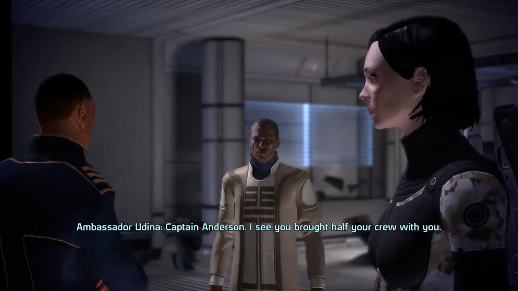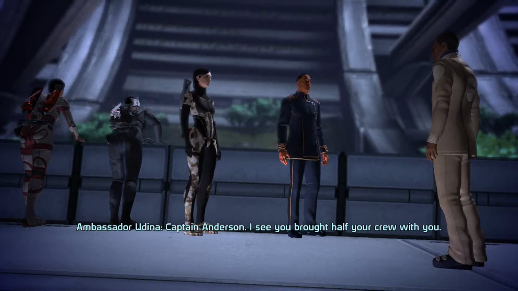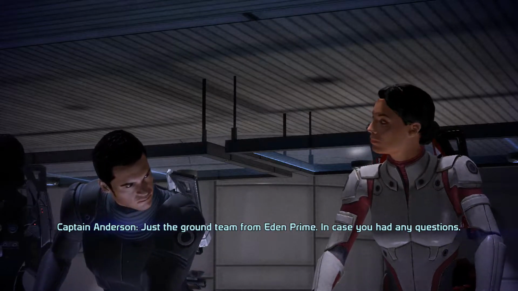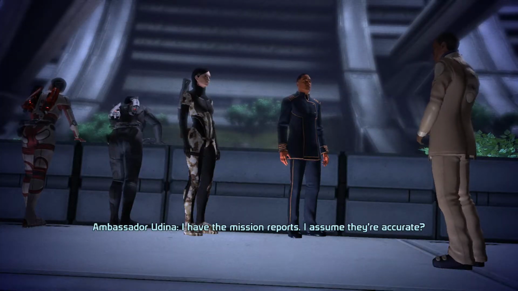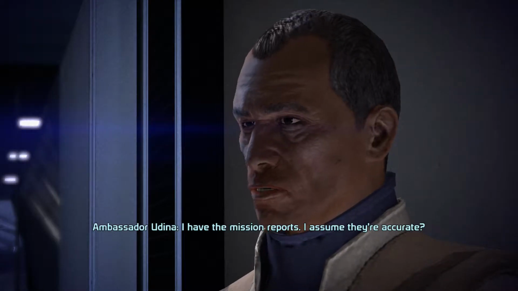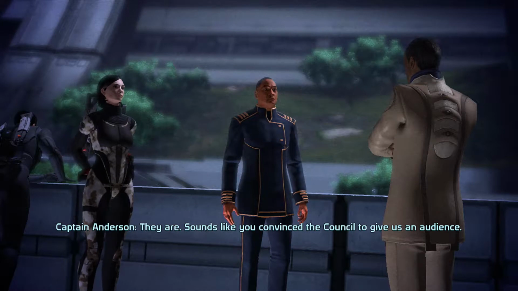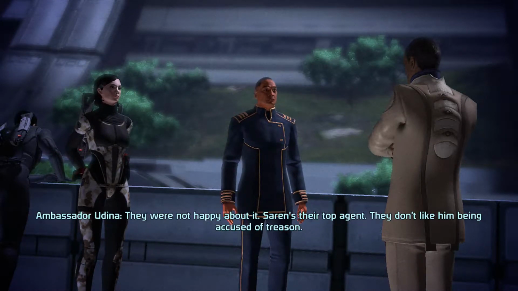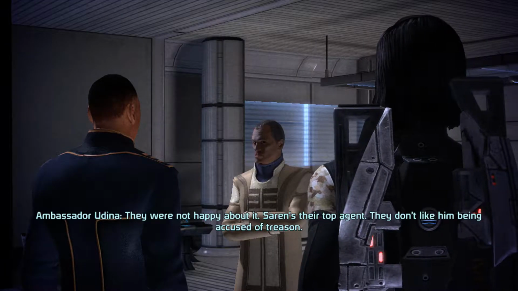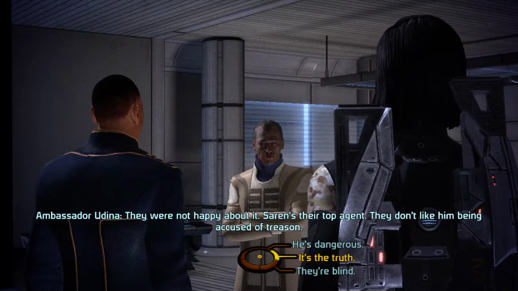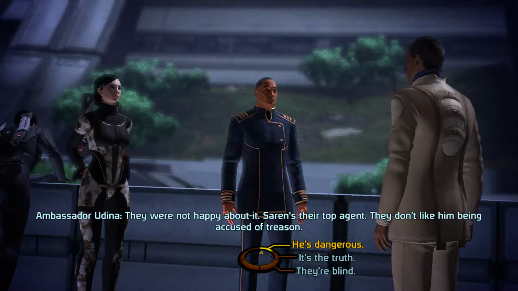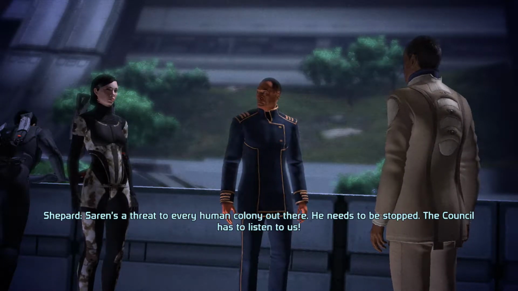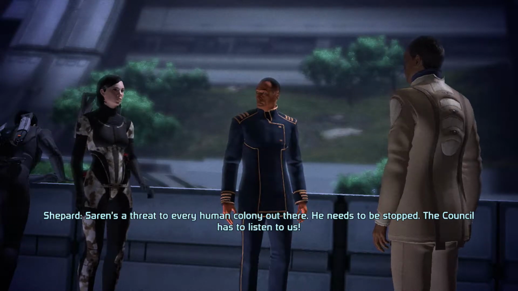Captain Anderson, I see you brought half your crew with you. Just the ground team from Eden Prime, in case you had any questions. I have the mission reports. I assume they're accurate? They are. Sounds like you convinced the Council to give us an audience. They were not happy about it. Saren's their top agent. They don't like him being accused of treason. Saren's a threat to every human colony out there. He needs to be stopped. The Council has to listen to us.